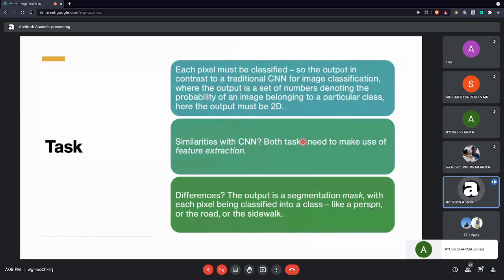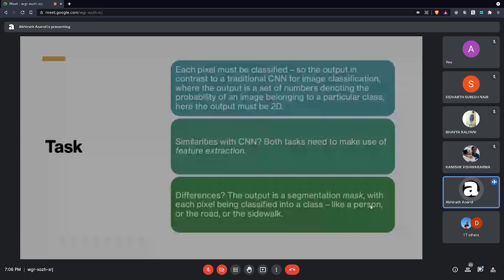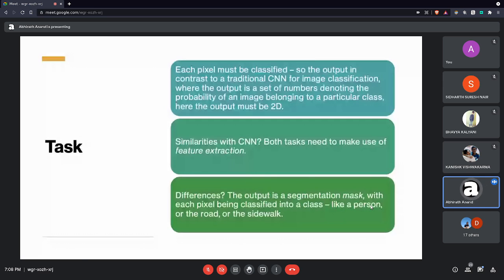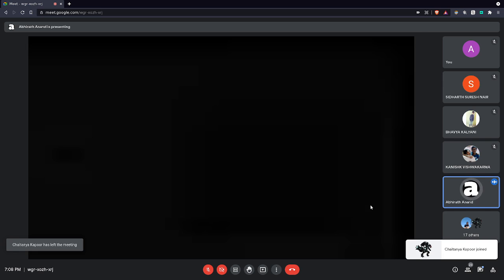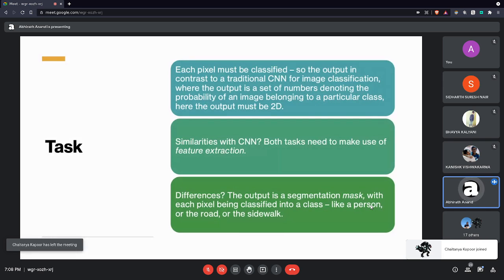So we'll go to the task and break it down. Each pixel has to be classified. In a traditional CNN, when we are doing image classification, one of the things that's very simple is that the input is an image and the output is a set of numbers that denotes the probability of the image belonging to a certain class. All of you must have worked with datasets like CIFAR-10. You take an image and the output is a set of numbers that each denote the probability that the image belongs to a particular class, a car, a plane, and so on.